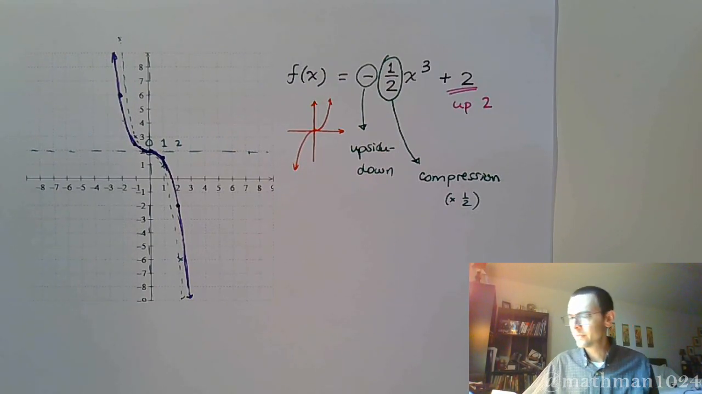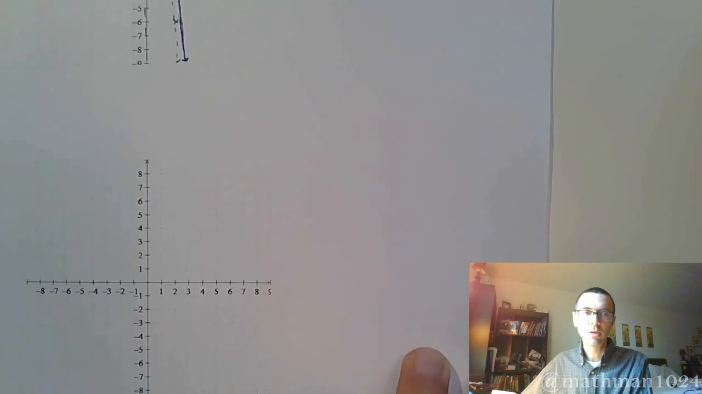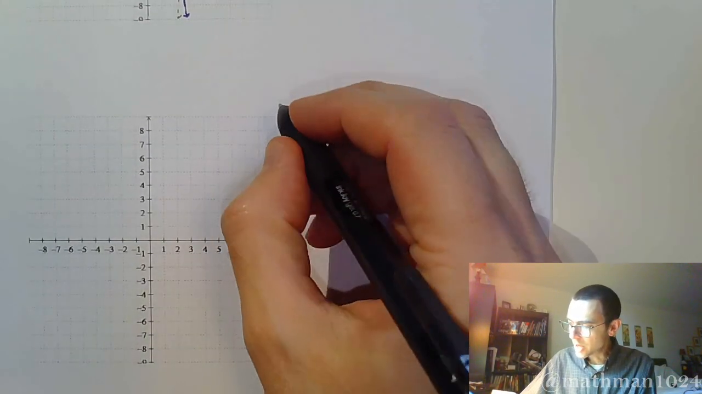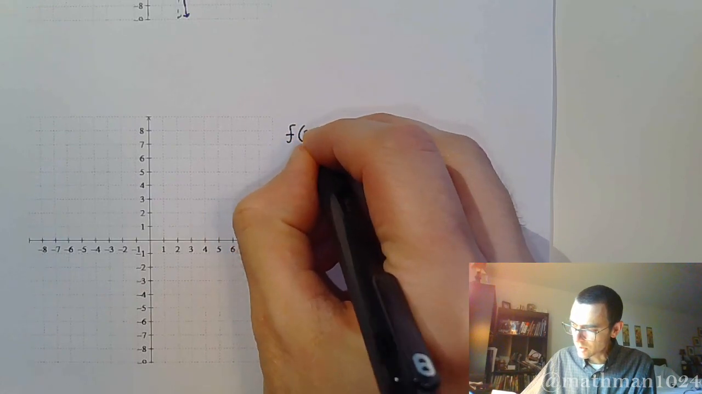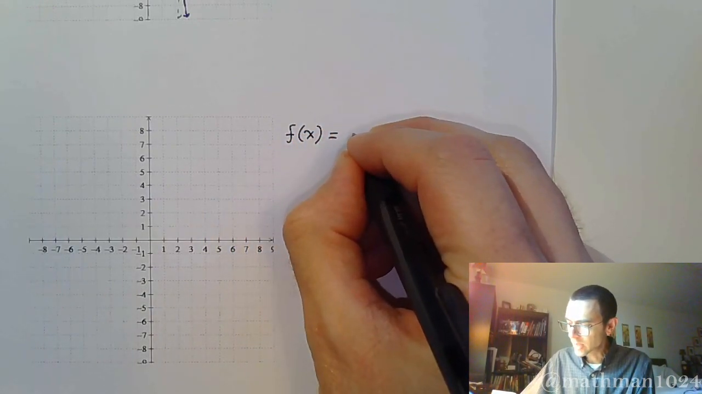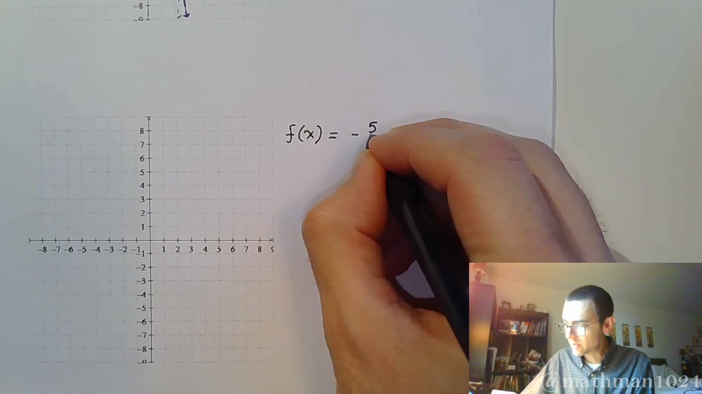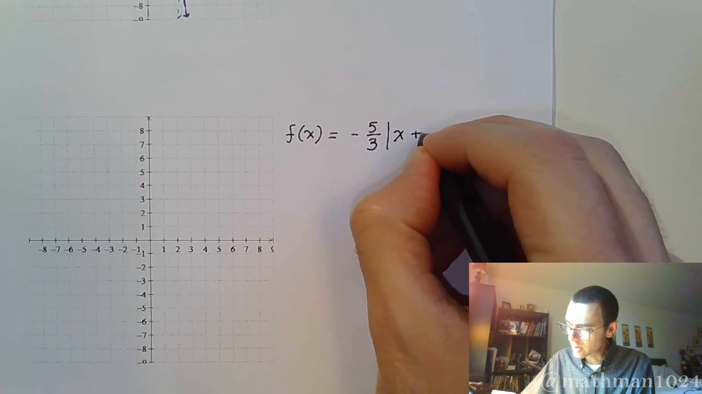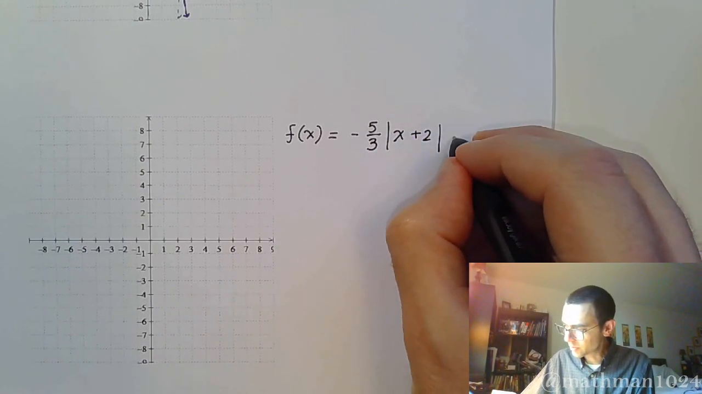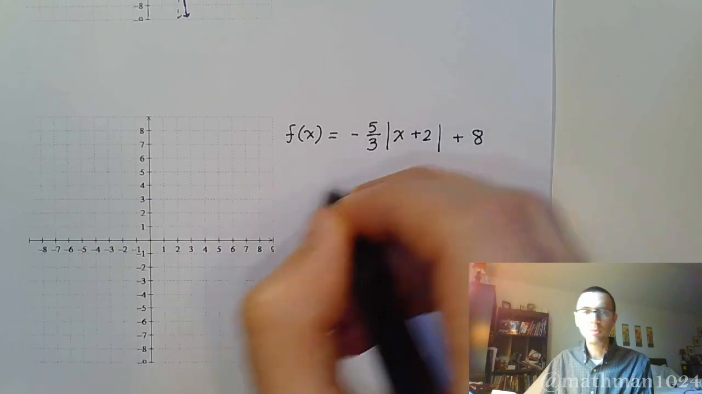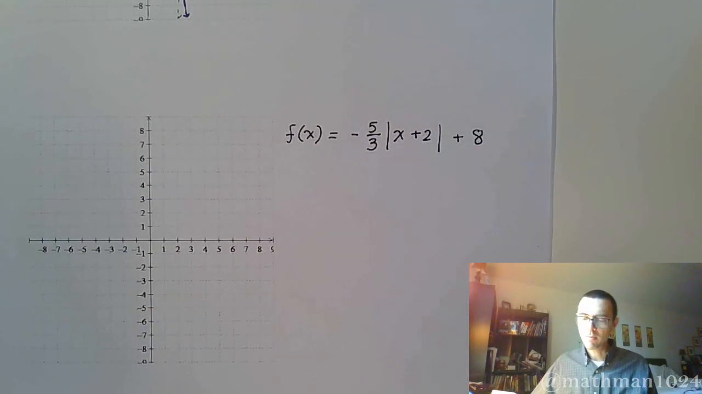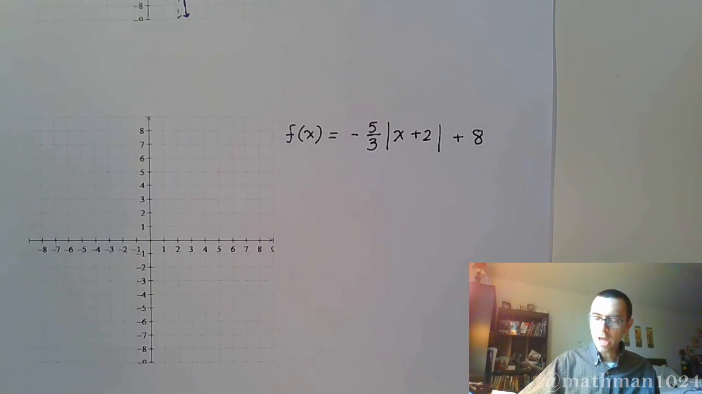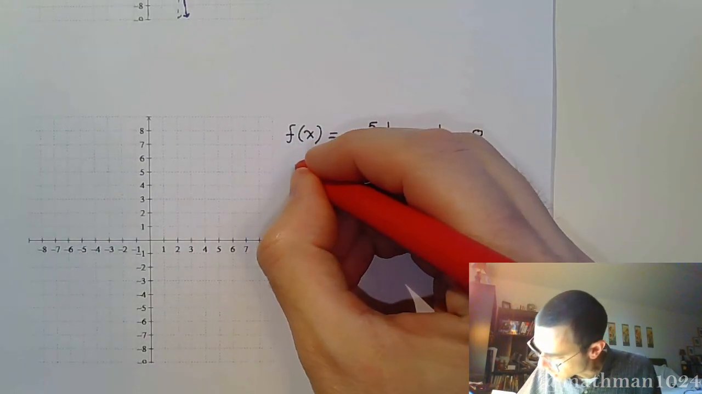Okay? Really, these are not the easiest ones to do when you have a coefficient in front. The best ones are when you have absolute value. So if I do the f of x equals negative 5/3 times the absolute value of x plus 2, plus 8. So the absolute value symbols right there tell you that we have a V shape.